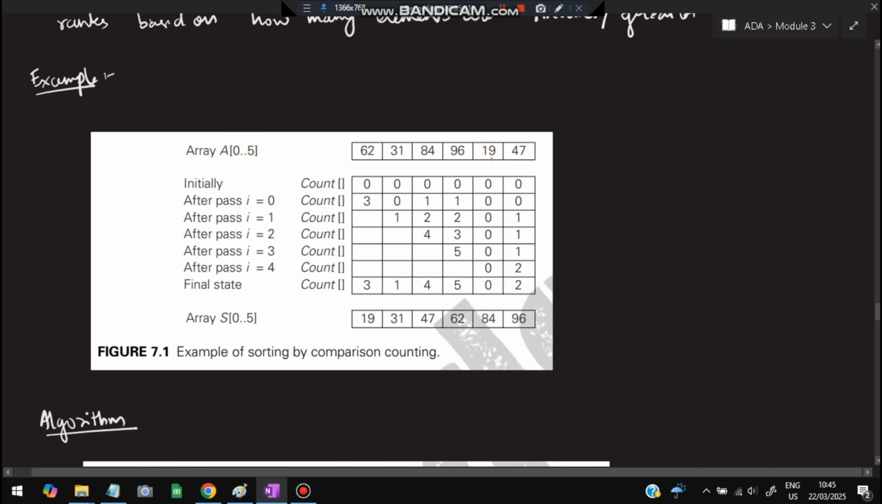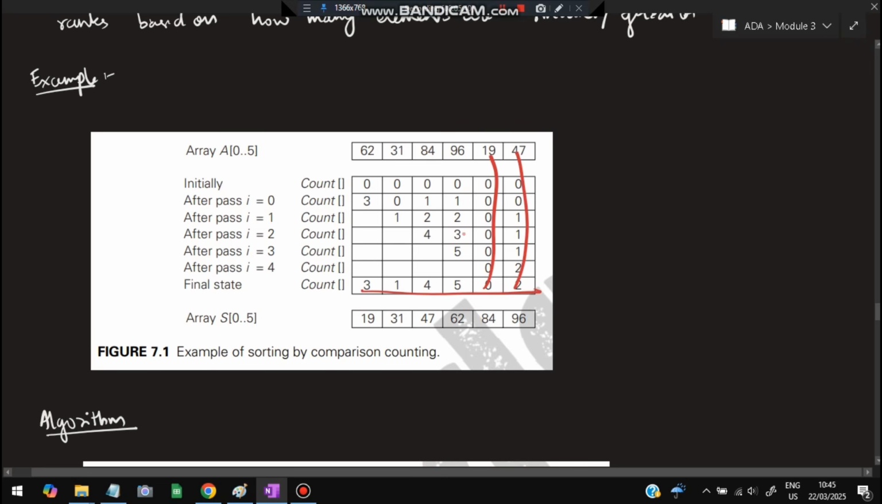Next, which element has one element lesser than it? 31. 31 has only one element lesser than it. That means 31 is the second smallest element. Next, 47 has two elements lesser than it. That means 47 is the third smallest element. Like that, based on the values you have got, 3 means it will be stored in the third index, I mean 0, 1, 2, 3, 4, 5. So 3 means it will be stored in the third index, 1 means the first index, and 2 means the second index. Whatever values we have got here, compare them with these elements and store them in these index values. This way of comparison is called comparison sort.